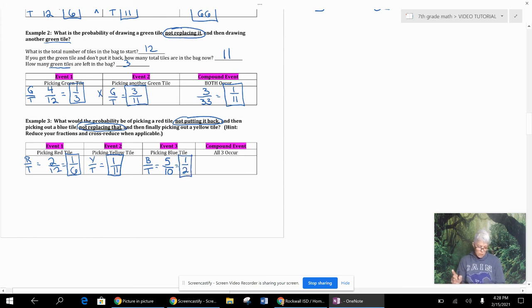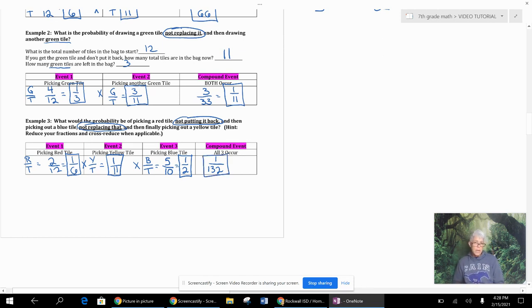Okay, so what's the probability of pulling out a red one, then pulling out a yellow one, then pulling out a blue one? I'm going to multiply each one of these. 1 times 1 times 1 is 1. 6 times 11 times 2 is 132. Are your chances good on this?